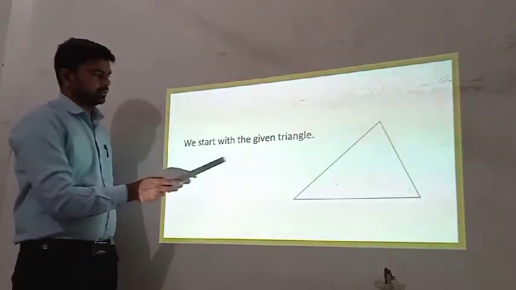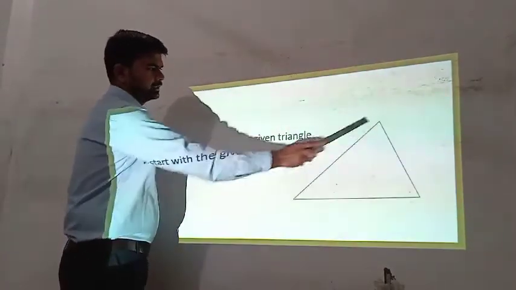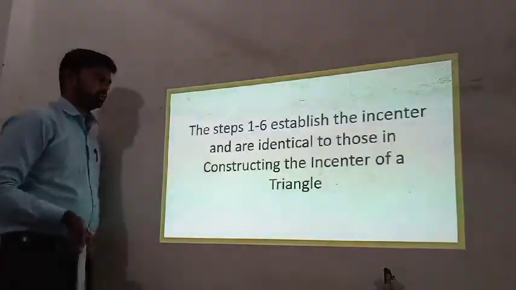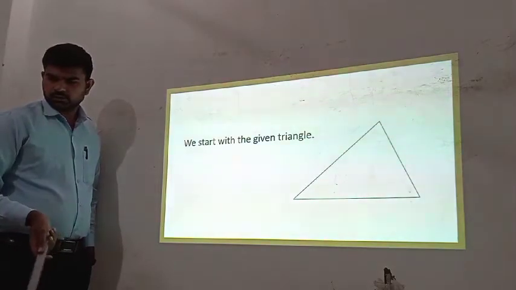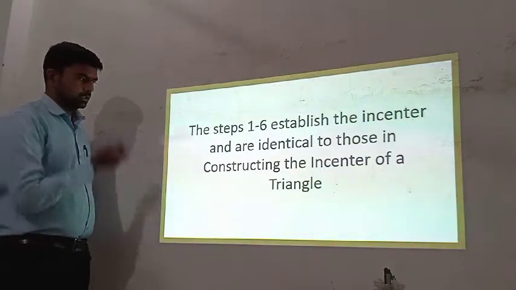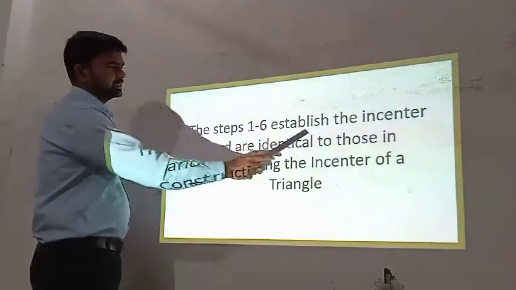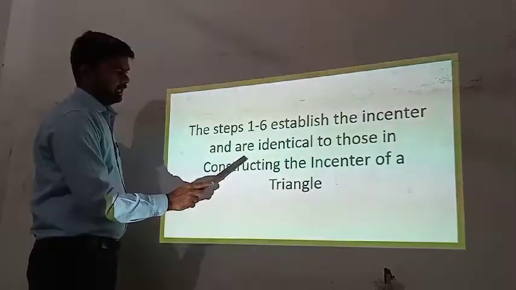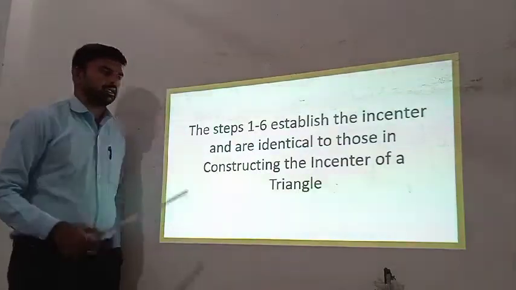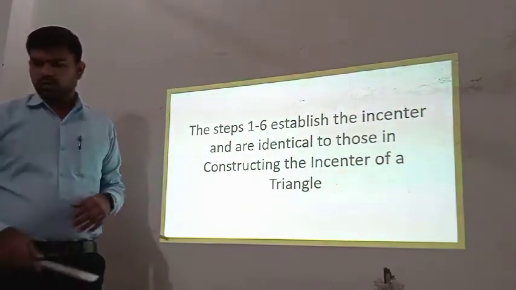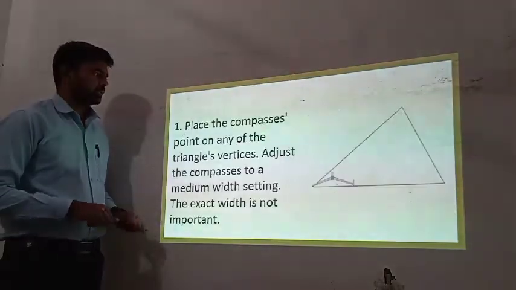See, we start again with the triangle. This is a triangle. The first step: steps 1 to 6 establish the incenter and are identical to those in constructing the incenter of a triangle. We can call it an incircle or an incenter.